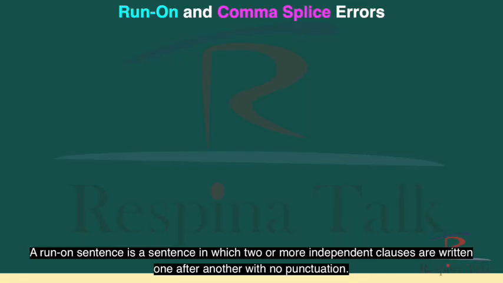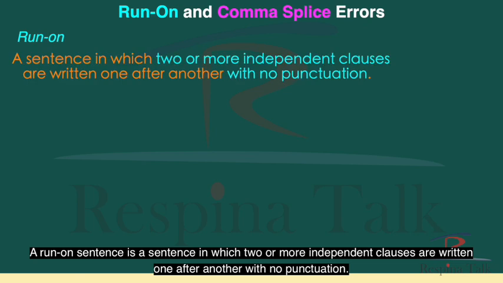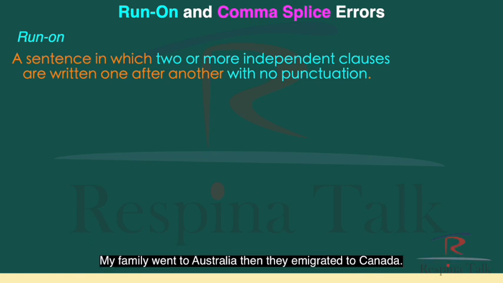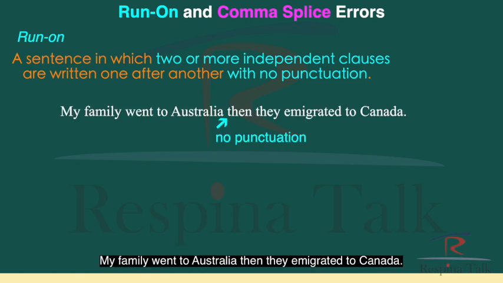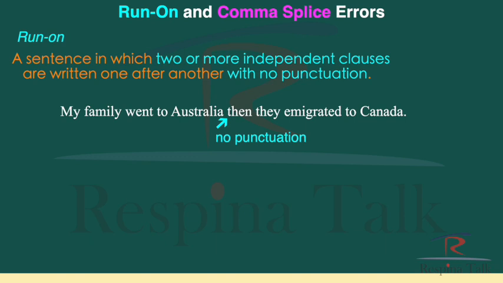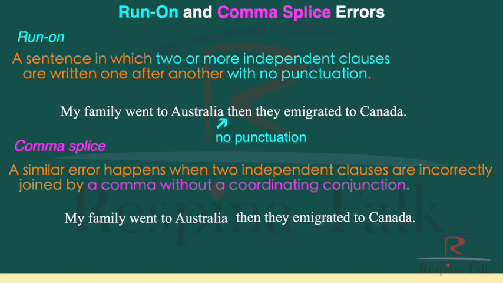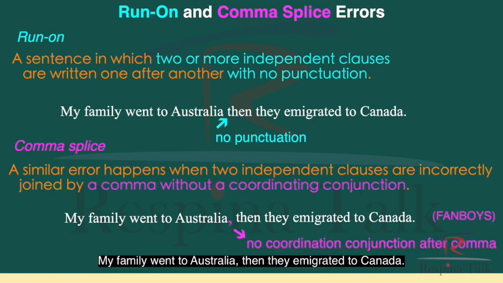A run-on sentence is a sentence in which two or more independent clauses are written one after another with no punctuation. My family went to Australia then they emigrated to Canada. Now, a similar error happens when two independent clauses are incorrectly joined by a comma without a coordinating conjunction. Look at this. My family went to Australia, comma, then they emigrated to Canada. This kind of error is called a comma splice.